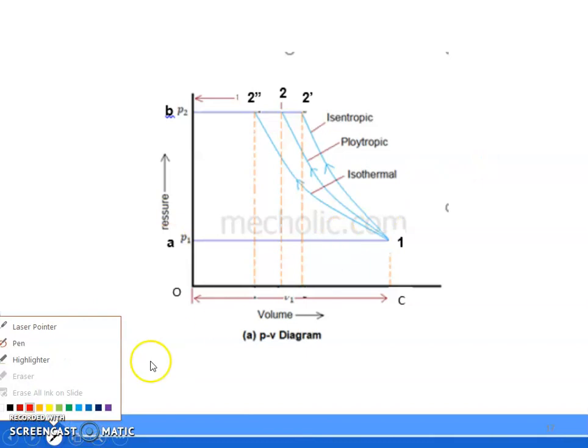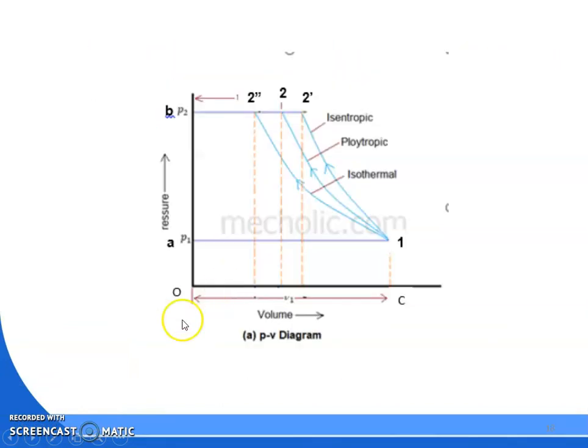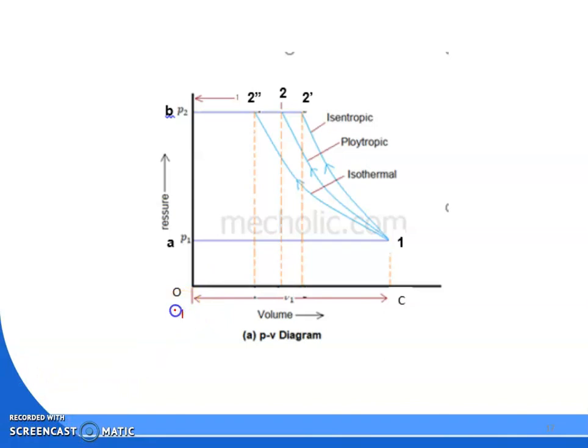This one is your TDC, you can say top dead center. Okay. This one is your bottom dead center, that is your BDC. So when the piston moves from TDC to BDC, the atmospheric air will enter into the cylinder. So that is your A to 1, that is your constant pressure suction.